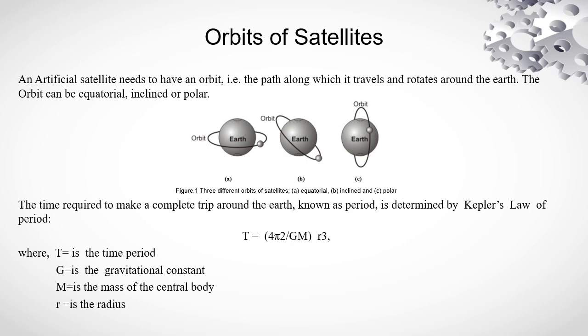This time period is obtained by Kepler's law. The time to make a complete trip around the Earth, known as the period, is determined by Kepler's law of period, which is T = sqrt(4π² r³ / GM). Here, T is the time period, G is the gravitational constant, M is the mass of the central body, and r is the radius.